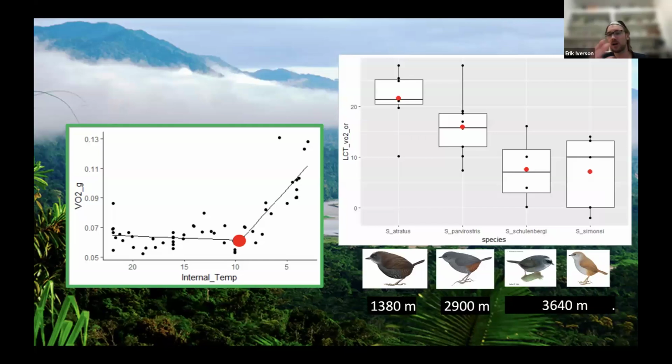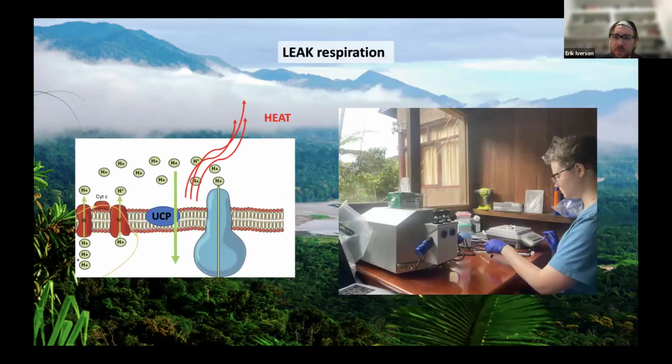So looking across these 4 species, we see a decrease in those lower critical temperatures. So we've got our low elevation species, then a medium elevation species, and then 2 high elevation species. And we can see that the average LCT is represented with the red dot there. That is going down as we move up in elevation, which is suggesting some adaptive differentiation in the metabolic system of these birds. Now, what about the mitochondrial component to that?